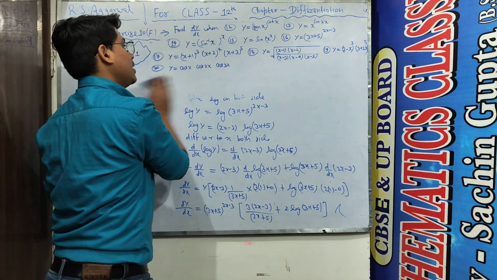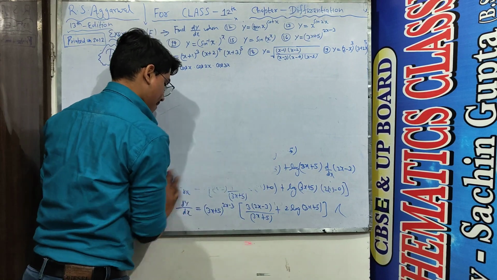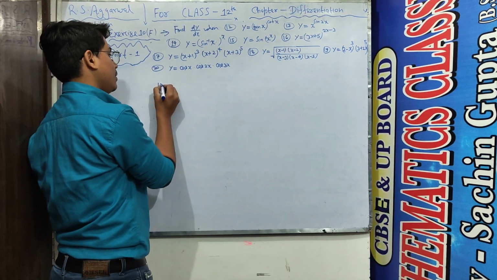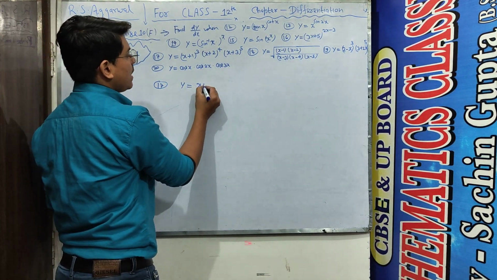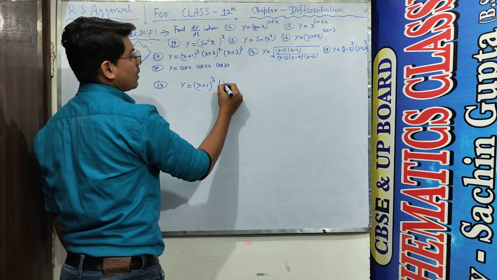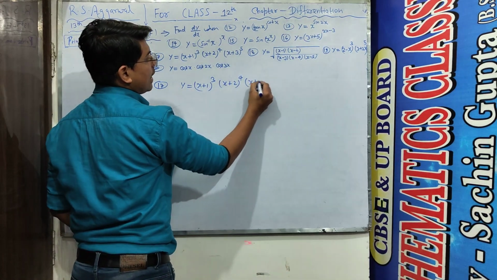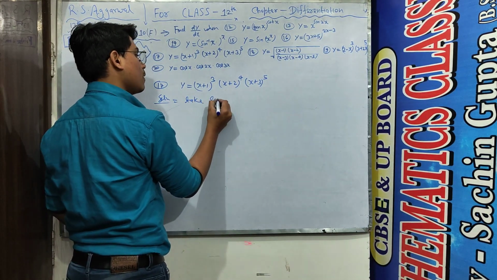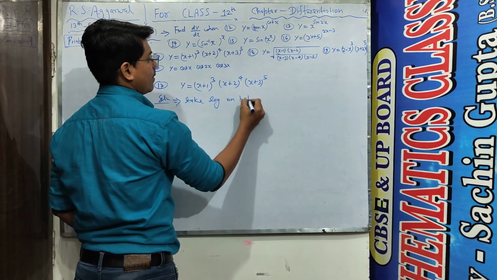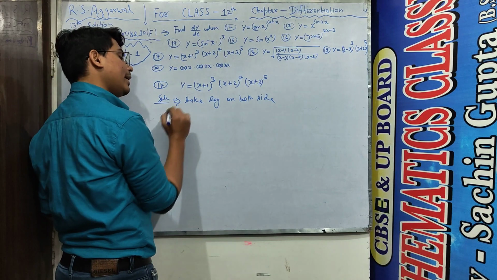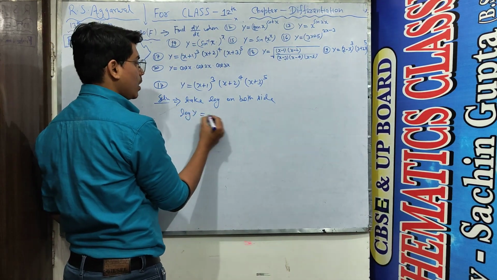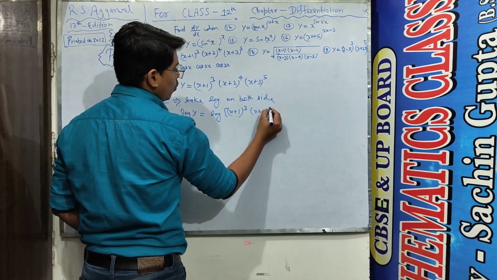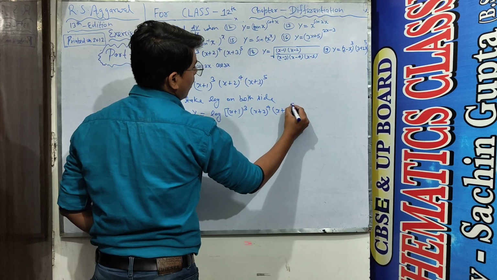Now we go on to question number 17. Question number 17 is, student, y equals (x plus 1) whole power 3, (x plus 2) whole power 4, (x plus 3) whole power 5. Now, student, take log on both sides. So it becomes log y equals log of (x plus 1) whole power 3, (x plus 2) whole power 4, (x plus 3) whole power 5.